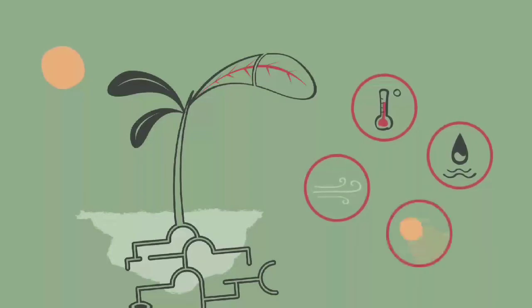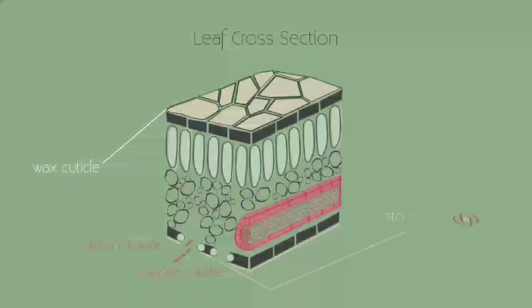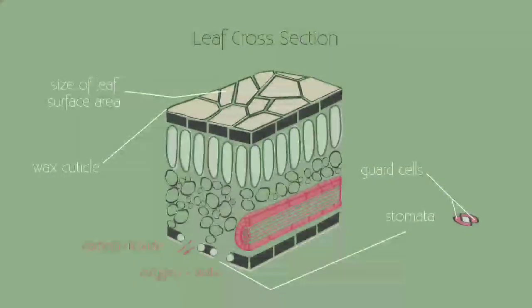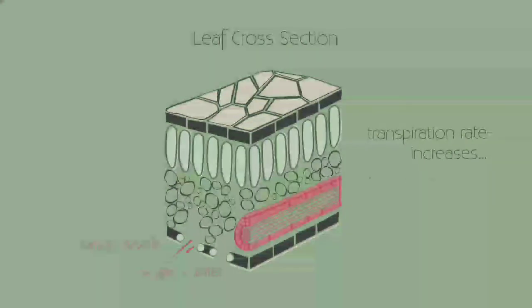Then there are also physical factors, like does it have a waxy cuticle? How many stomata does it have? The nature of the guard cells, how large is the leaf surface area, and if the leaf is folded or flat. If the rate of transpiration increases, then the rate of water absorption by the roots needs to increase too.